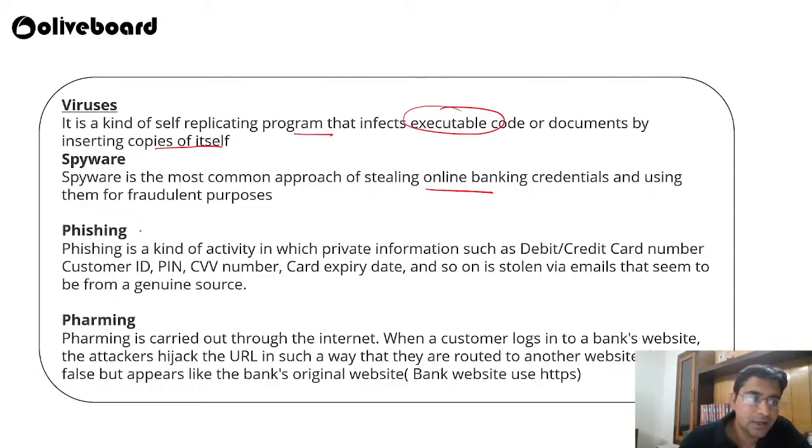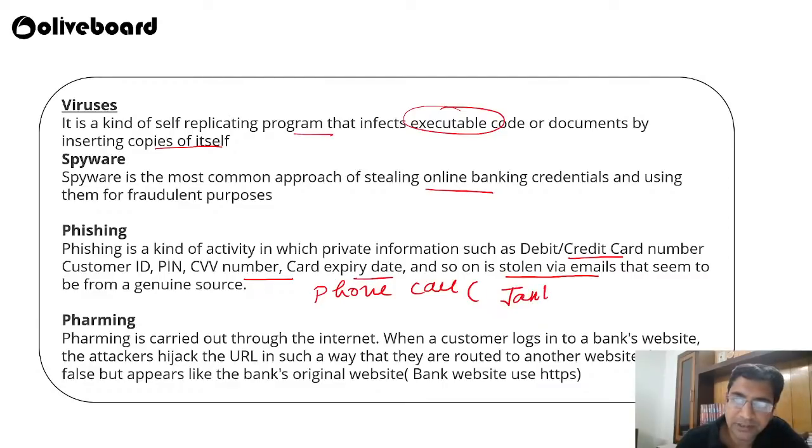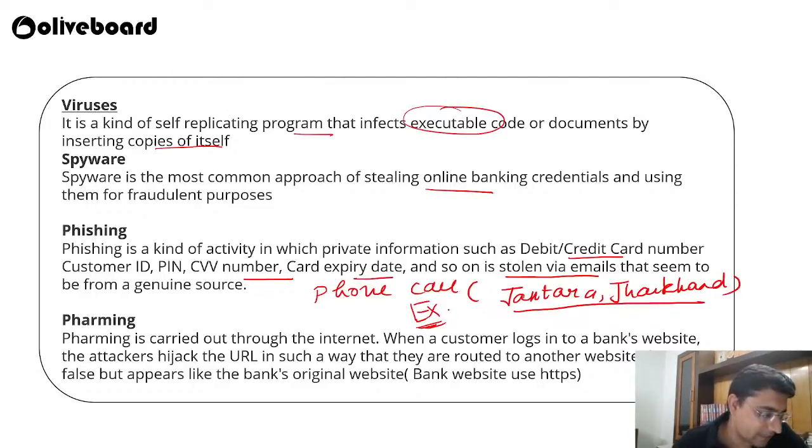Then phishing. Phishing is a kind of activity in which private information such as debit card, credit card, customer ID, PIN, CVV, and card expiry date, all of these are stolen via email or a phone call. Phone call. I hope people here will know Jamtara, a town of Jharkhand, famous for these activities. You can give this example. Phishing is done at a huge level in that town.